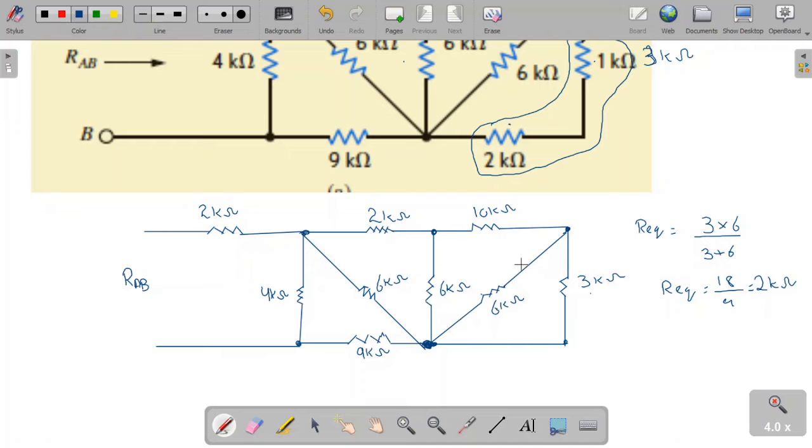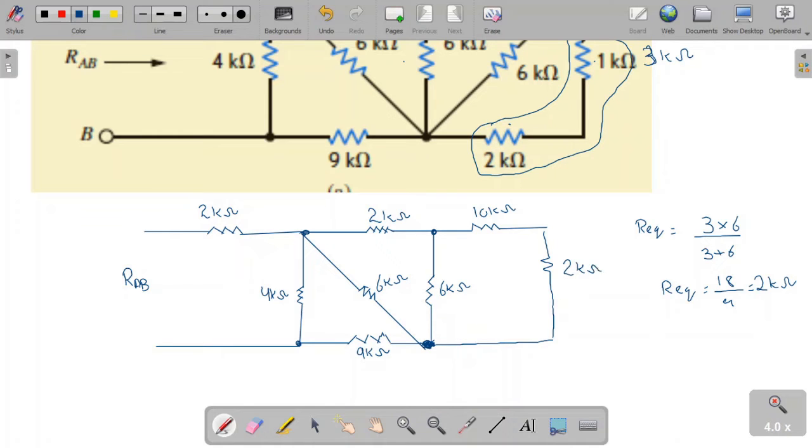So I can replace these two resistors by 2 kilo ohm, and now I am going to do it. I am going to replace this 6 kilo ohm and 3 kilo ohm resistor by a 2 kilo ohm, because their equivalent resistance was equal to 2 kilo ohm. So I am simply going to place a 2 kilo ohm resistor over here.